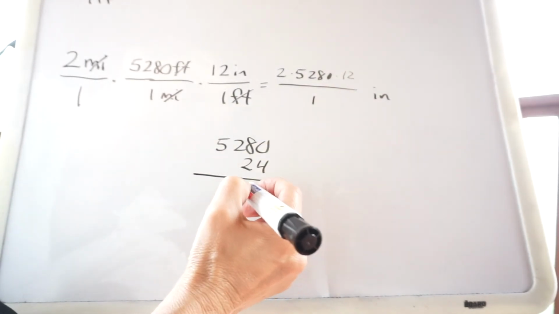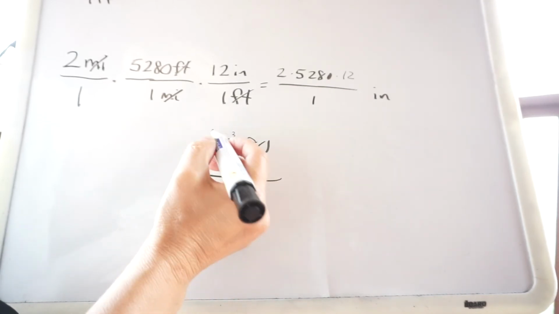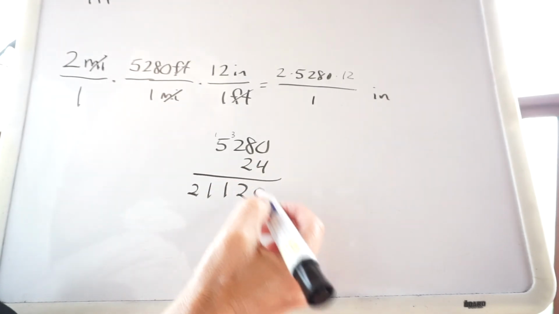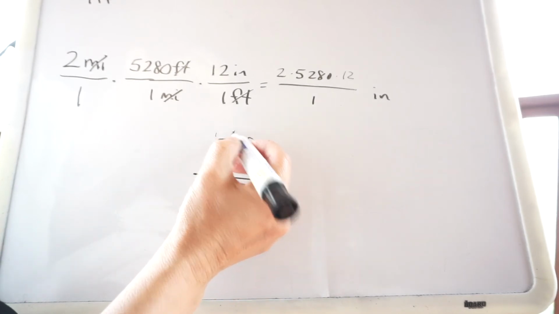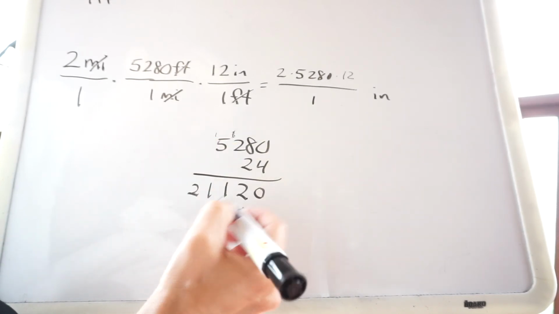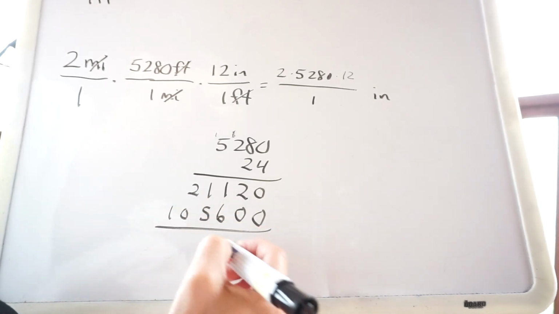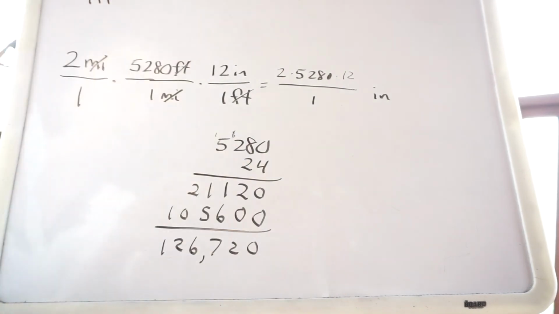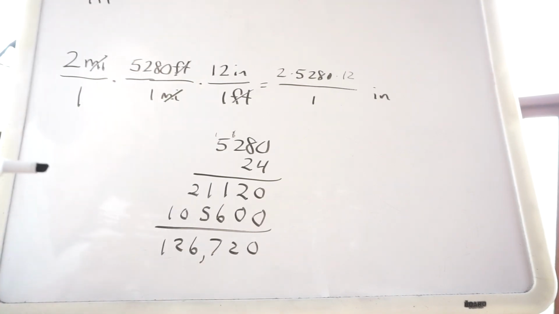That would be 0, 32, carry the 3, 8, 9, 10, 11, carry the 1, 20, 21, put my placeholder, and then I multiply 0, 16, carry the 1, 4 plus 1 is 5, and 10, and then I add these together. So there are 126,720 inches in 2 miles. And that's it.